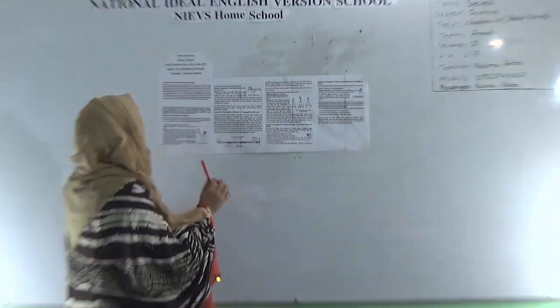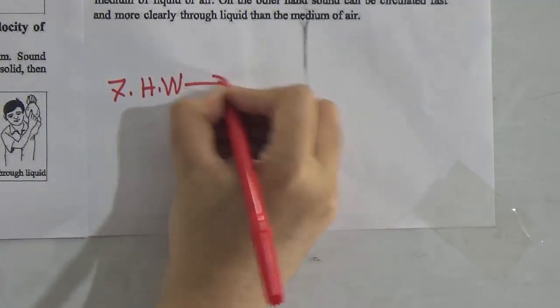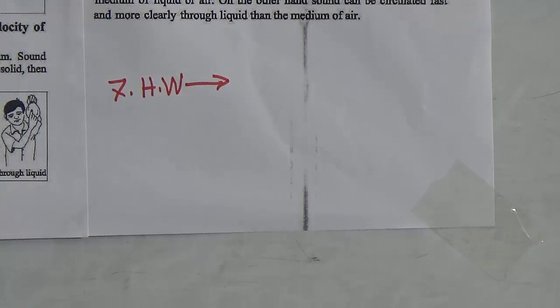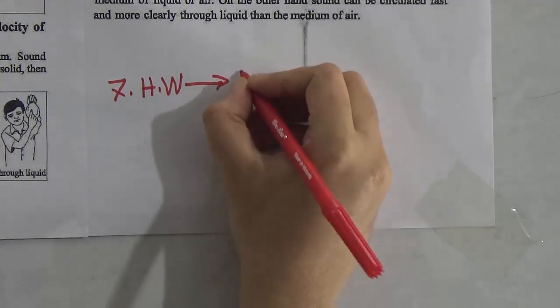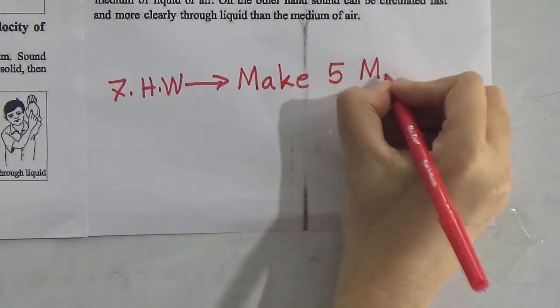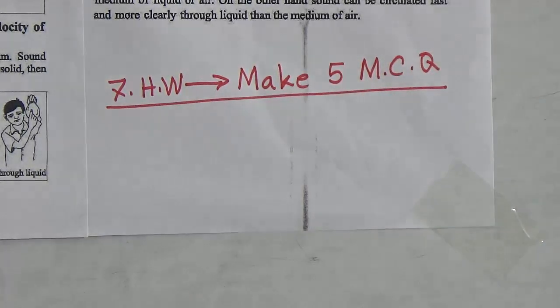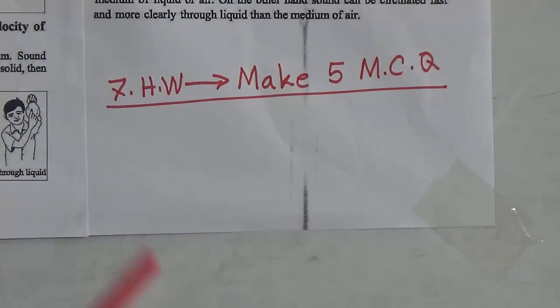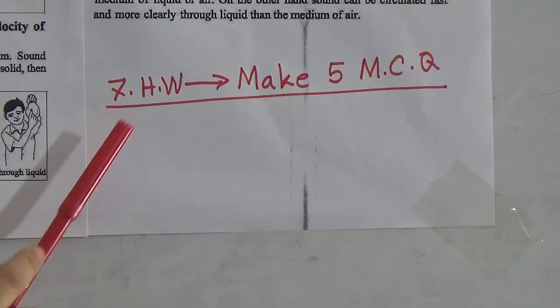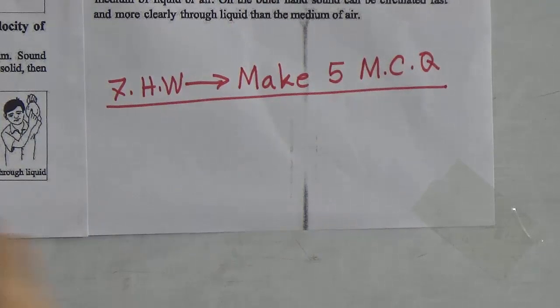Okay. So dear student, now I will give you some SW. Your SW number is 7. Your SW will be to make 5 MCQ questions and answers. I repeat your SW. This is your number 7 SW, and your SW is to make 5 MCQ questions and answers based on this topic.